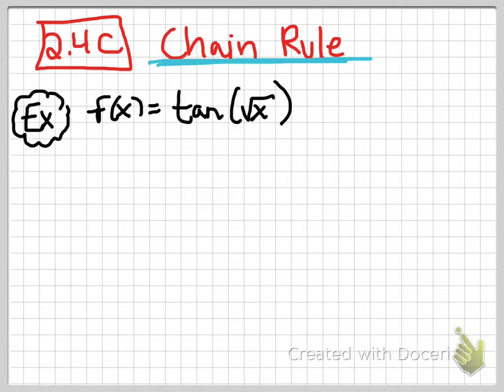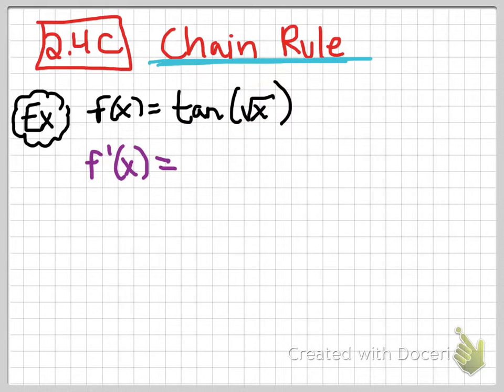Okay, so we're still working on chain rule, and now we have this next section, 2.4c, where we're just going to continue practicing our skills. And here's our first problem. We have a function, tangent radical x, and I want to find f prime of x, the derivative. So it's totally a composite function. We see that there's an inside-outside portion that we can study here. The inside of this function is the radical x, and the outside is the tangent. So that's what we're studying.